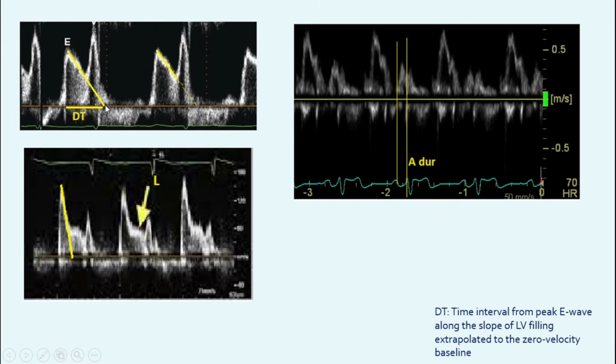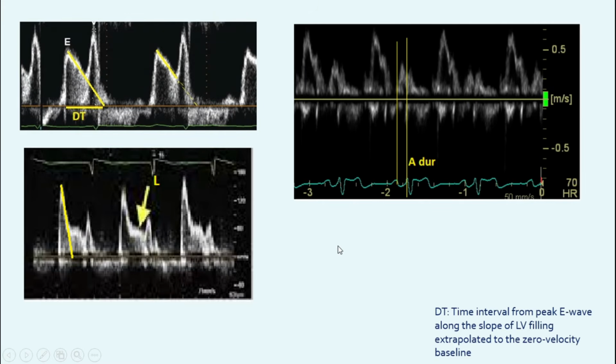In that time, our deceleration time will be this amount, not here to here. In some cases, we have an extra positive wave between E and A that we call L wave. Most of the time it represents some kind of diastolic dysfunction, but most of the time, not all the time. In young and athletic people with low heart rate, maybe we can see L wave too.